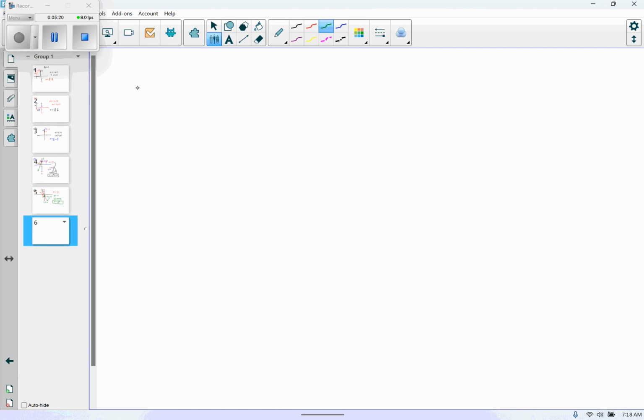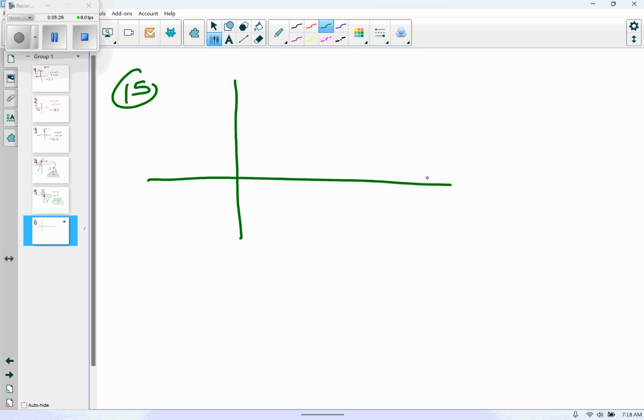Let's go to number 15. And again, I have to figure out what 2 points work on there. It looks like I have (5, 0).